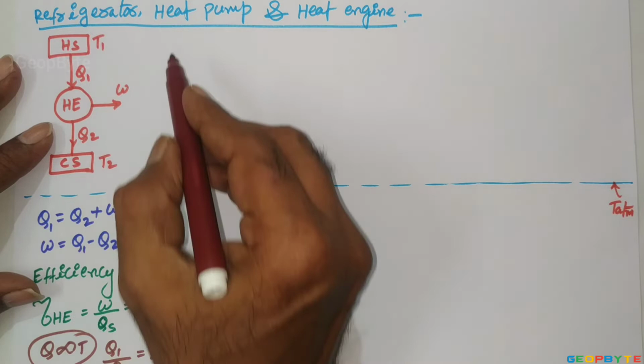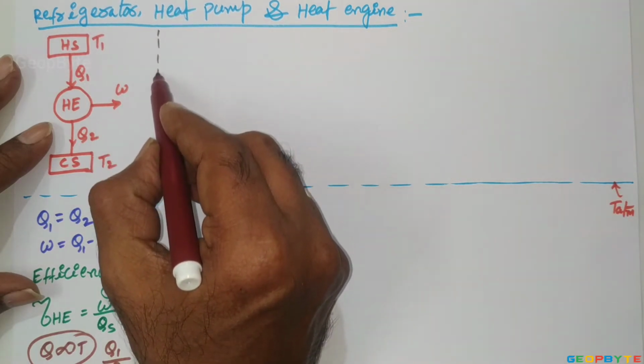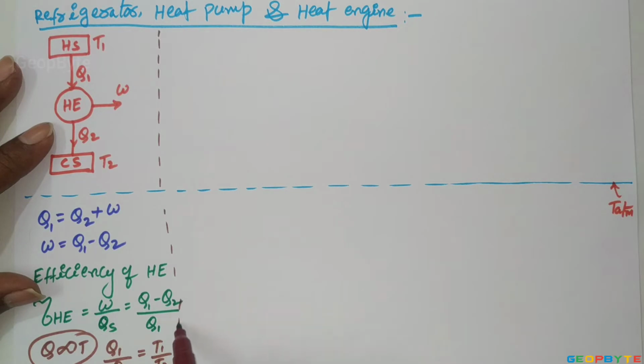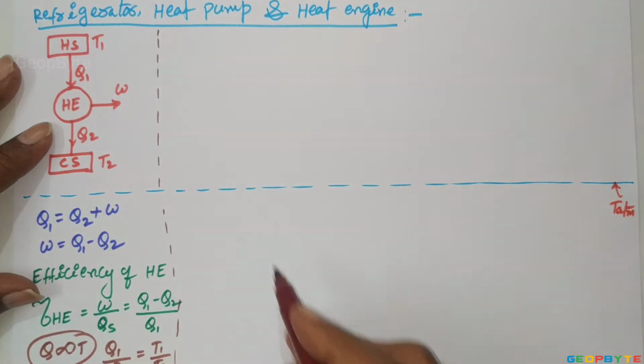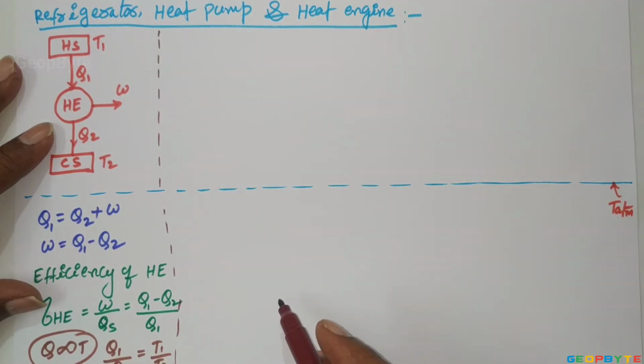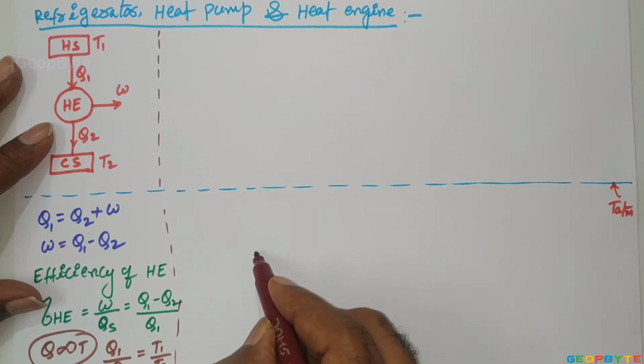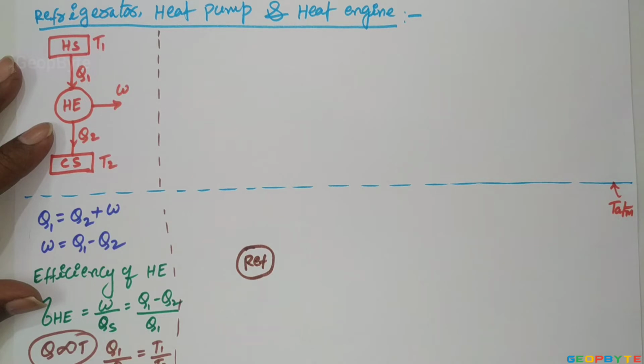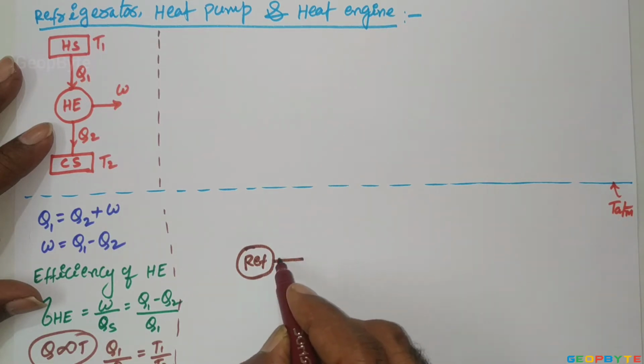Now come to the refrigerator part. The refrigerator is working well below the room temperature. This may be the refrigerator location. This refrigerator is the power consuming system.